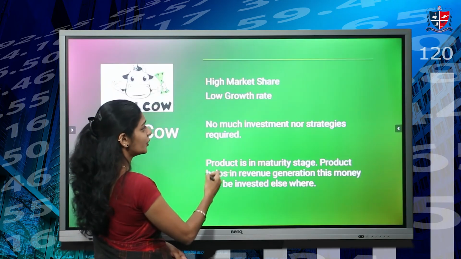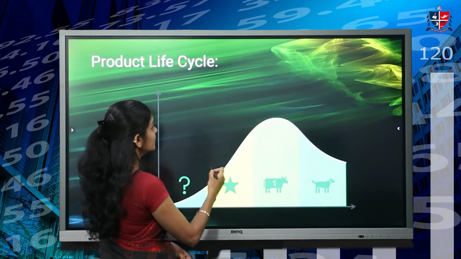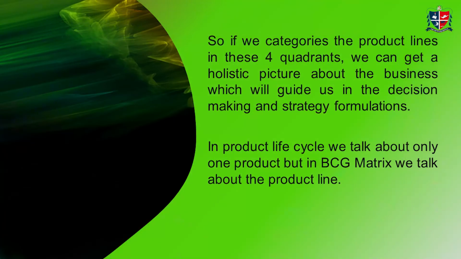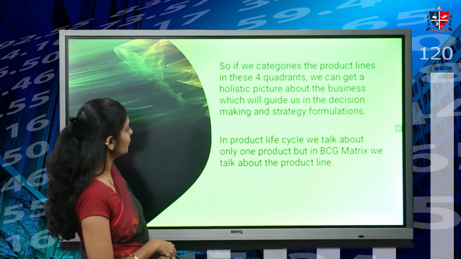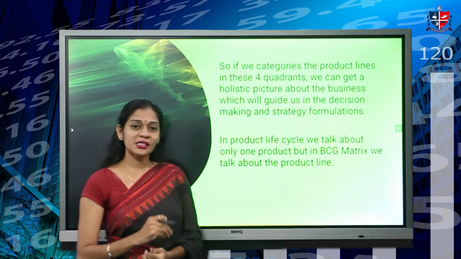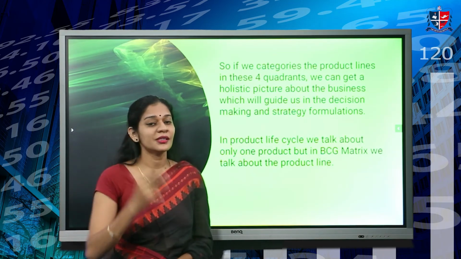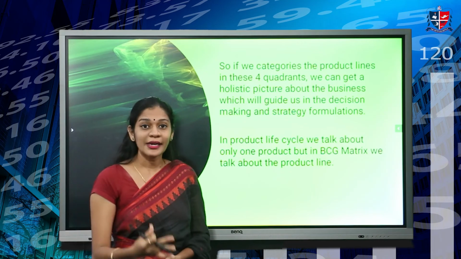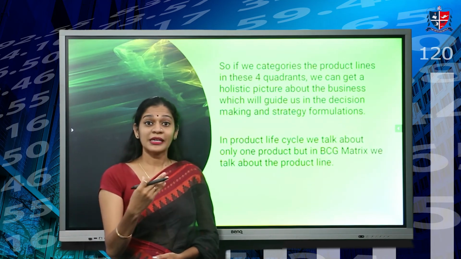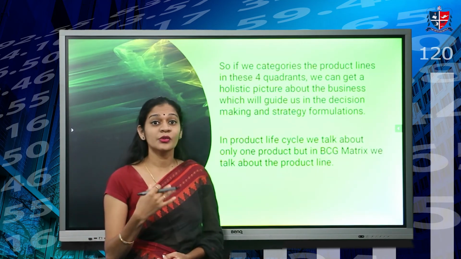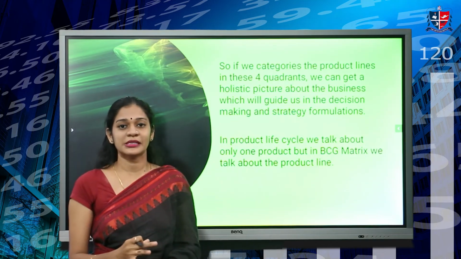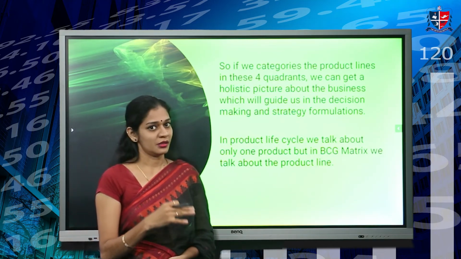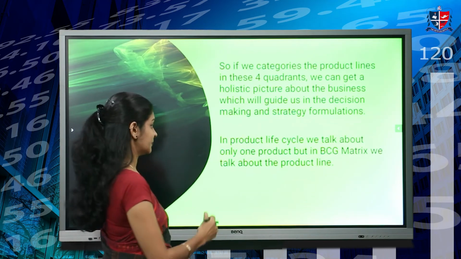Okay, so this is all about the BCG matrix. So before we conclude, these are the four categories. What this BCG matrix does is give us a holistic picture, and it will guide a business in making future decisions or in making future strategies. So this BCG matrix is useful for the business for strategic decision making for the future.